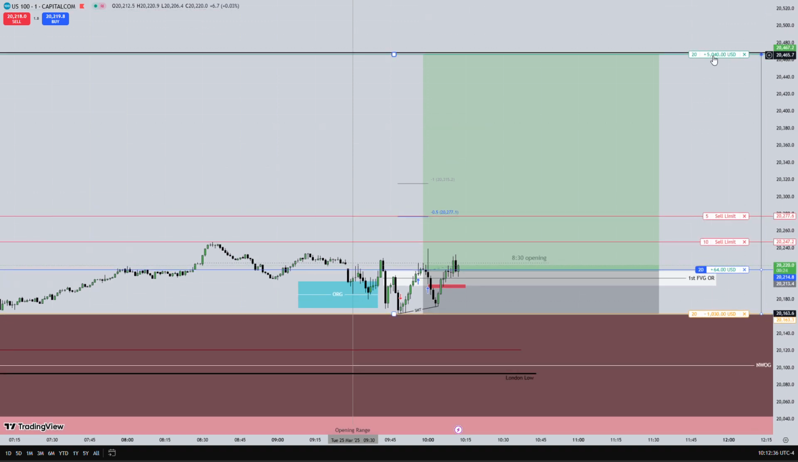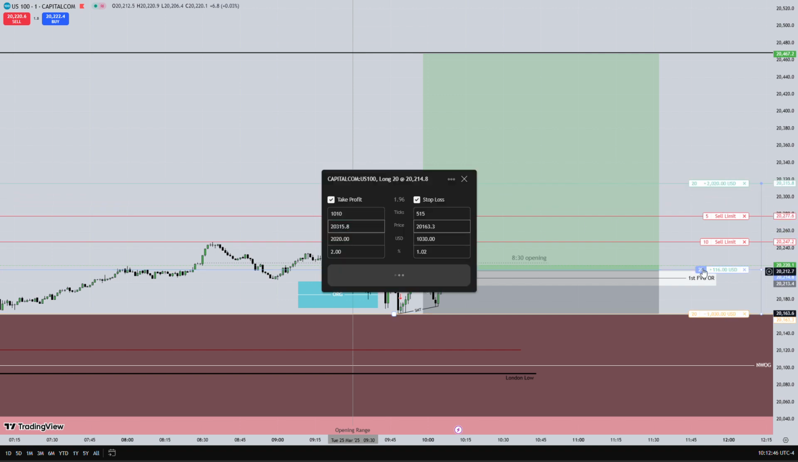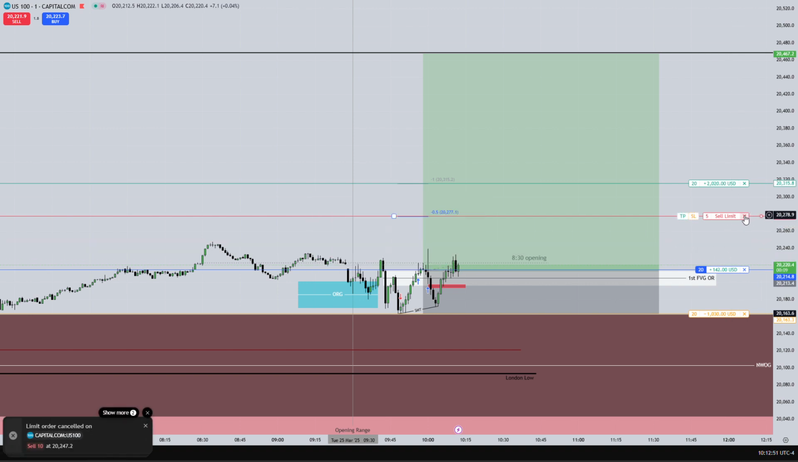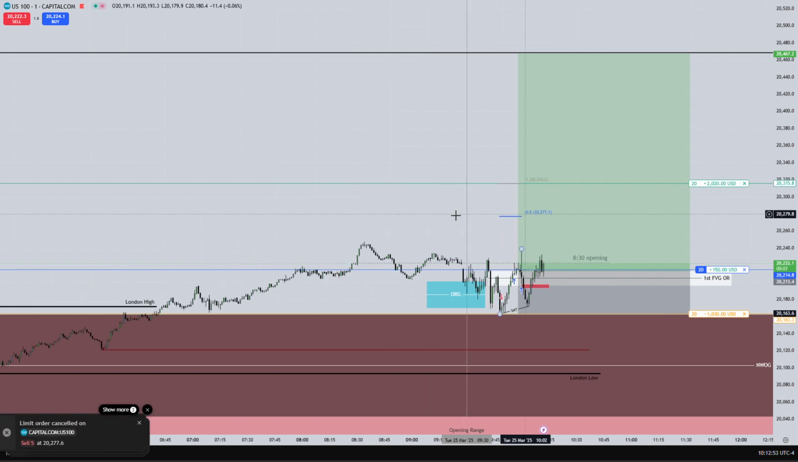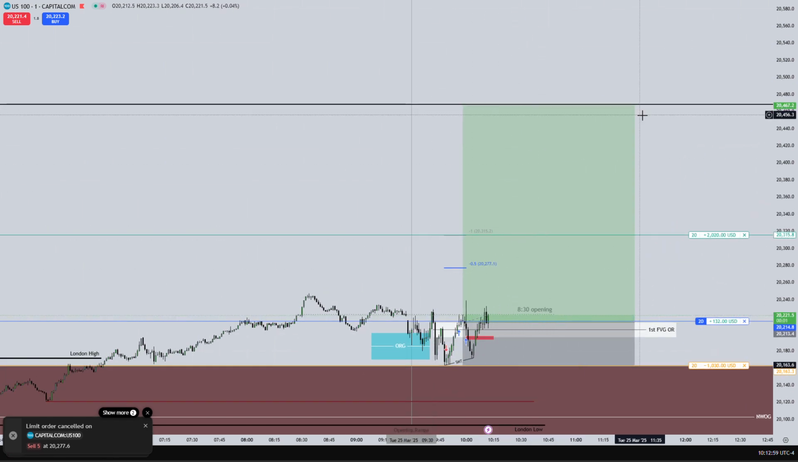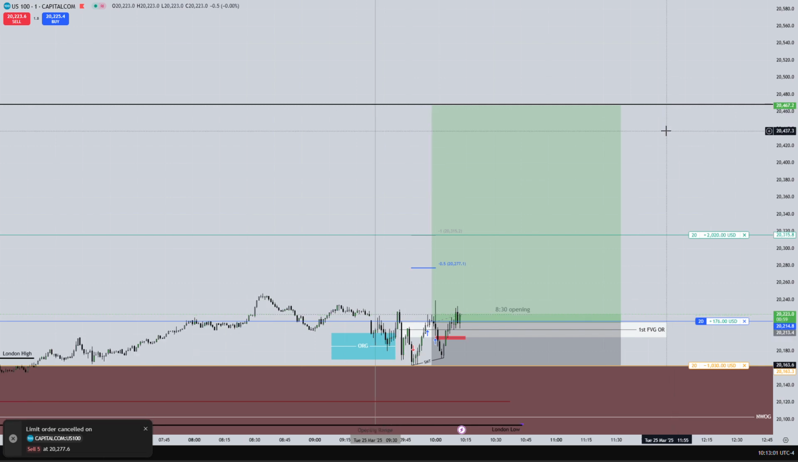In this case, I'm even thinking about not taking partials, just getting out of the trade completely at the 1 standard deviation, because I don't like this market condition, and because we don't have a high impact news driver, I don't think that price will trade all the way up to this buy side liquidity.